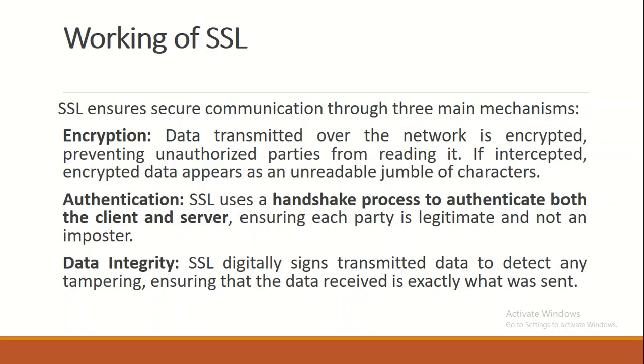Encryption means that if our data is intercepted, the data appears as unreadable jumbled characters. Normally, our data is sent as plain text in HTTP, but in HTTPS the data is covered with some other content, which is called encrypted data.